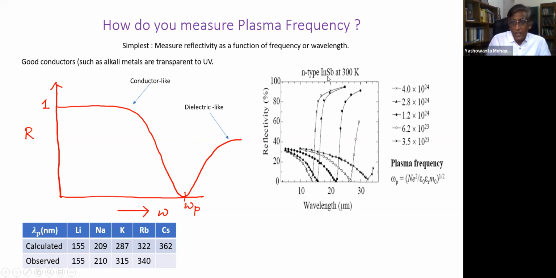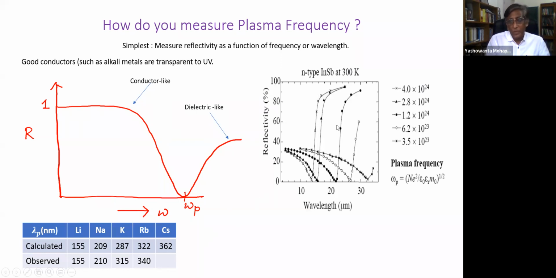But if I take a semiconductor, which can also behave like a metal if I dope it, an N-type indium antimonide at 300 Kelvin, you dope it differently. The electron concentration is per meter cube. I'm varying the electron concentration, and the plasma frequency depends only on the electron concentration: omega p squared is n e squared by m epsilon naught.